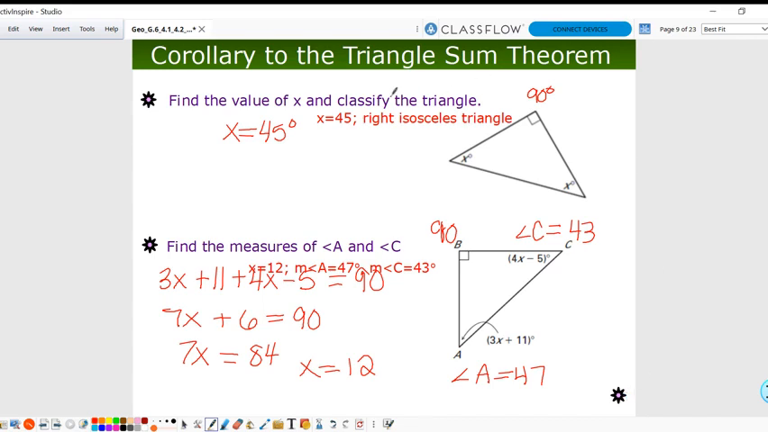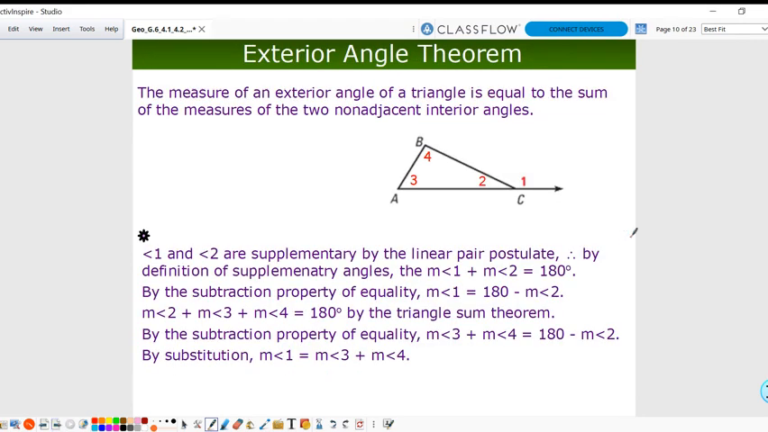Our first one also asked us to classify the triangle. Because these two angles are the same, we have an isosceles triangle. They're also a right triangle because we have 90 degrees here. We also have the exterior angle theorem.